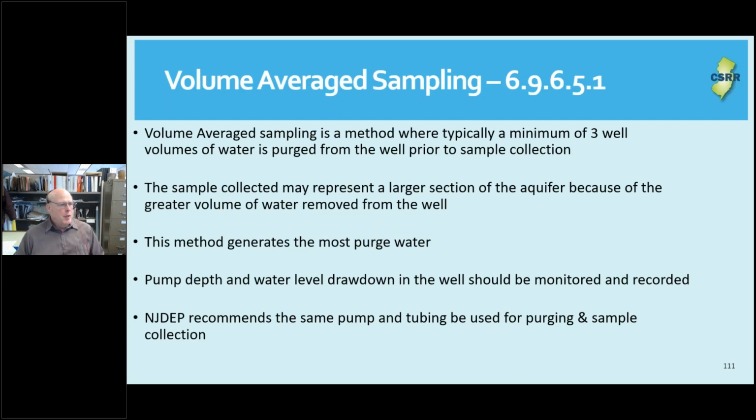Volume average sampling is a method where typically a minimum of 3 well volumes of water is purged from the well prior to sample collection. The sample collected may represent a larger section of the aquifer because of the greater volume of water removed from the well. This method generates the most purge water. Pump depth and water level drawdown in the well should be monitored and recorded. DEP recommends the same pump and tubing be used for purging and sampling.